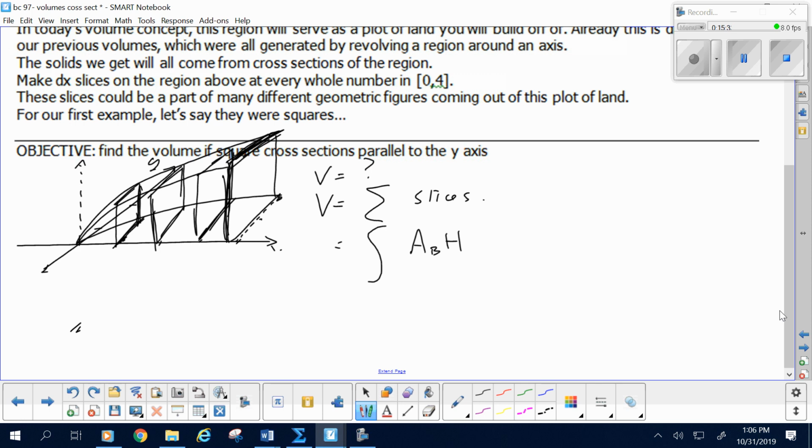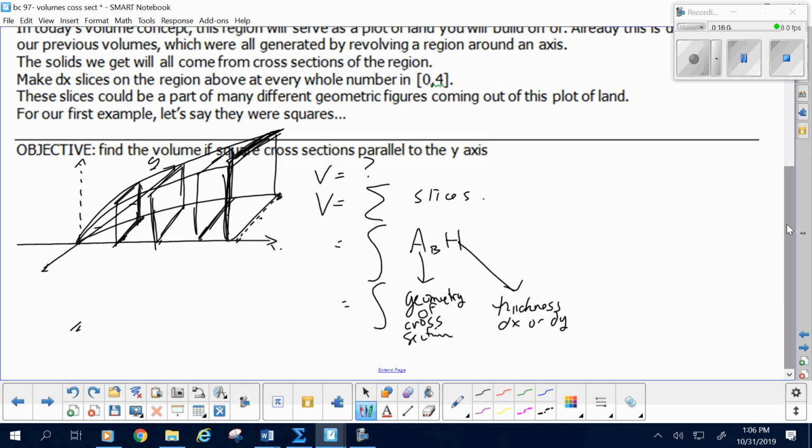So, the area of the base, that's going to depend on the geometry of the cross-section. Square, circle, triangle, semicircle, rectangle. Height, that will have to do with the thickness. And so that's going to be either dx or dy, depending on the problem. Now let's go there. Area of the base. What is the area of the base, formula-wise, geometry-wise, if the cross-sections are square? Just based on height or side squared, yeah? Do you agree? As far as the thickness, is that dx or dy? It's dx. Going side to side, so it's dx thick.